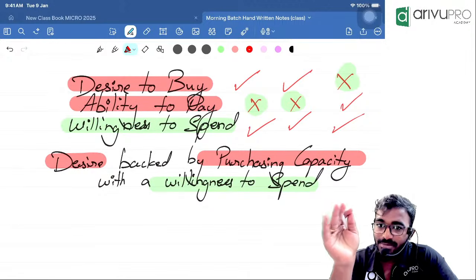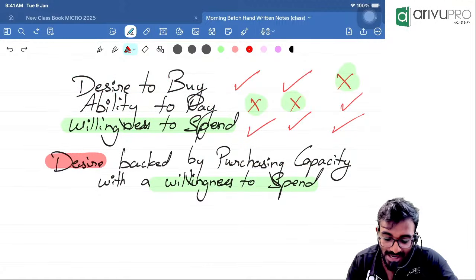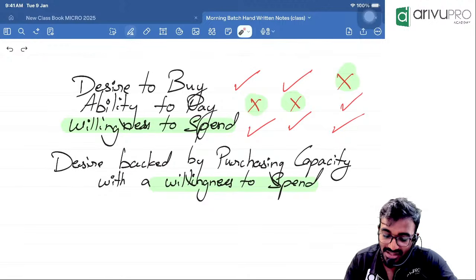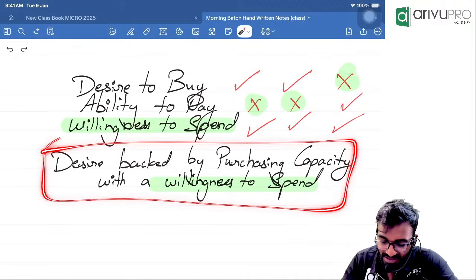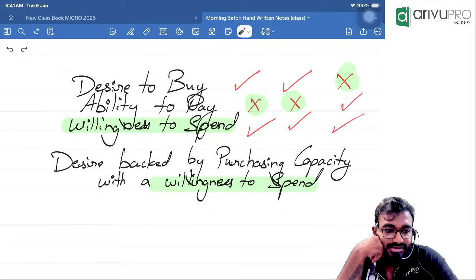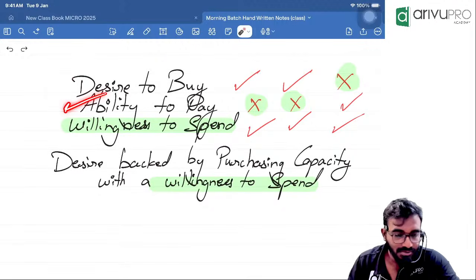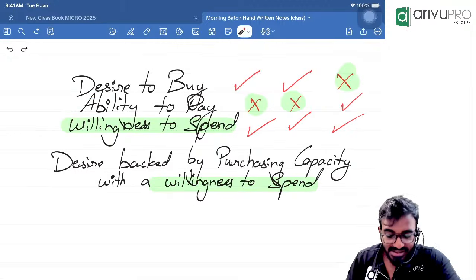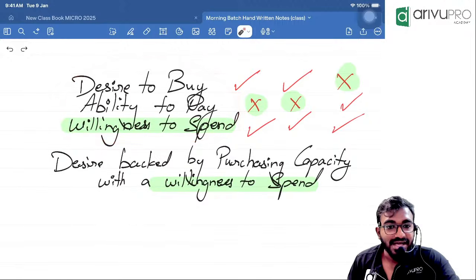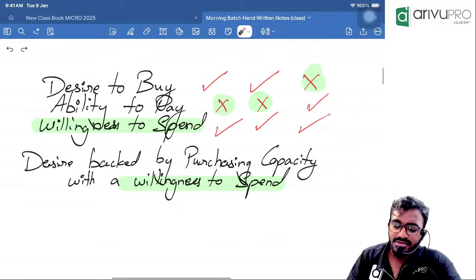See, the same statement I have broken down into three essential conditions. Desire backed by the purchasing capacity is nothing but desire to buy and ability to pay. We should also have the willingness to spend. So simple. The same statement we have broken down into three essential elements. Which are the three essential elements to call it a demand? Number one, number two, number three. Only when all the three conditions are satisfied, then only we call it a demand. Clear? Understood?